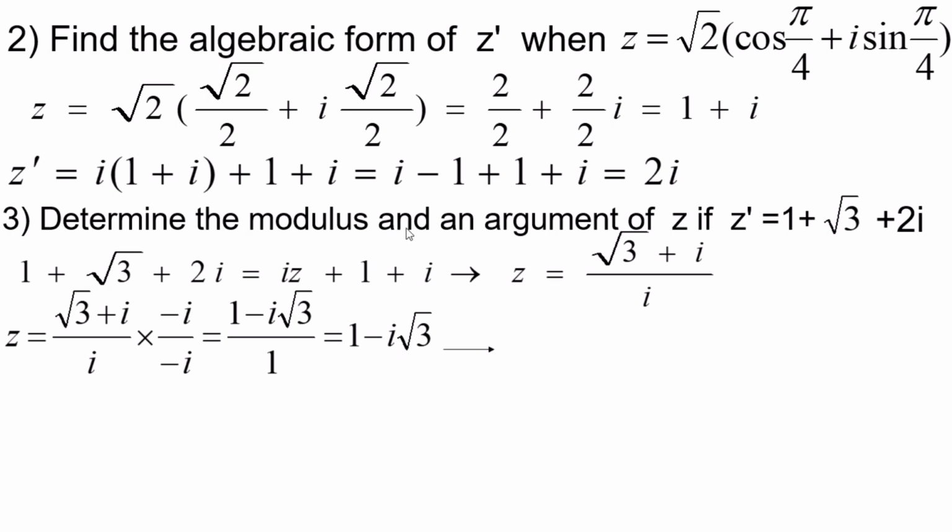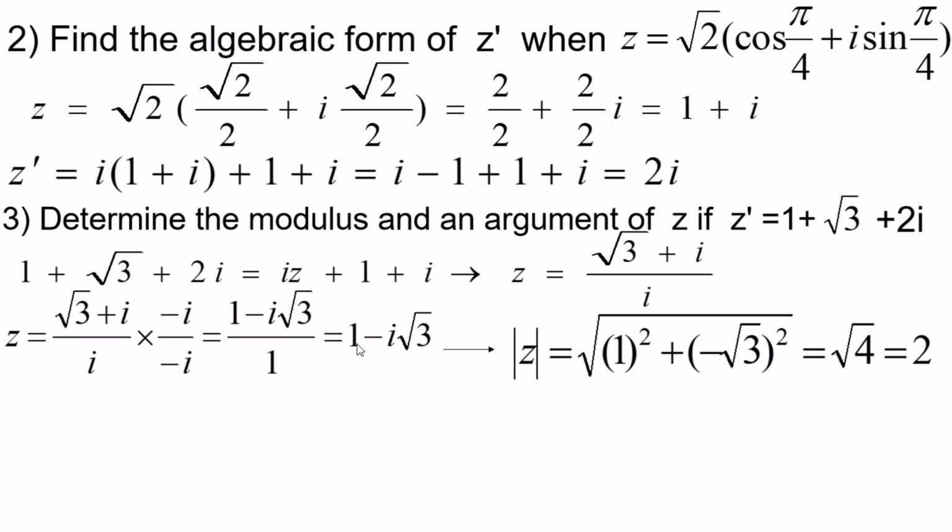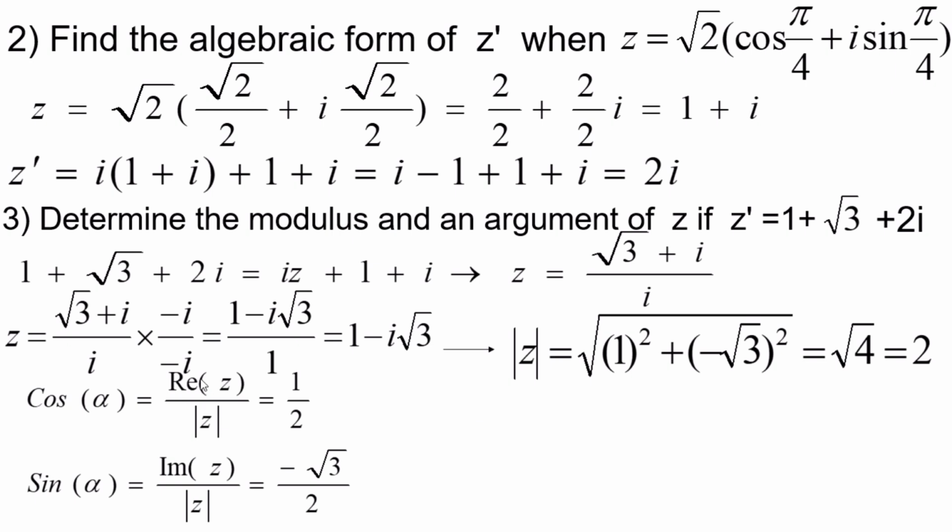How to calculate the modulus and an argument? Modulus equals radical real square plus imaginary square equals radical 4 equals 2. Angle: cosine alpha equals real part of Z over modulus Z equals half. Sine alpha equals minus radical 3 over 2. We are in which quadrant? In the fourth quadrant. Without the minus, the angle is pi by 3. In the fourth quadrant, so minus pi by 3.